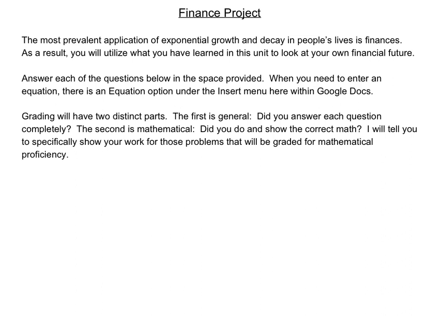All right. Notice here, as we take a look at this, there is a little bit of information about grading. There are going to be two components to how I score you on having done this assignment. The first is just, are you actually fulfilling the requirements of the assignment? Like, did you answer each of the questions completely? Things like that. The second part is the mathematical part, where I'm going to be looking to see, did you do and show the correct math? And yes, you need to show the math where it's being asked for in order for me to give you credit for having done the math.